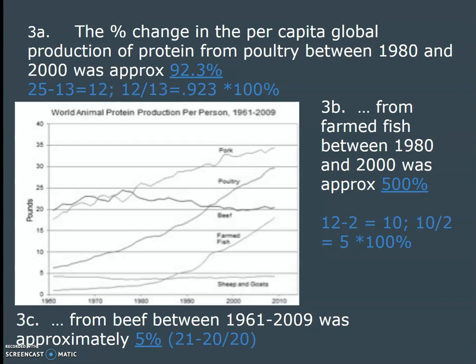It really, really increased. And then beef between 1961 and 2009. Beef is pretty much the same. So I did 21 for 2009 and then 20 for 1961. And then divided by 20 gives us a 5% change.